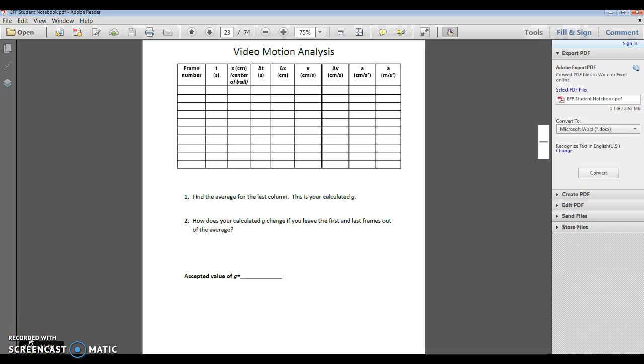For this video, you need to be on the notebook page called Video Motion Analysis that looks like this on the screen. And there's a chart, and what we're trying to do is figure out gravity. Like, what is gravity? We know that when we drop a ball, it's going to land on the ground, and it's dropping at some speed, but is it speed or acceleration? So we started talking about that.